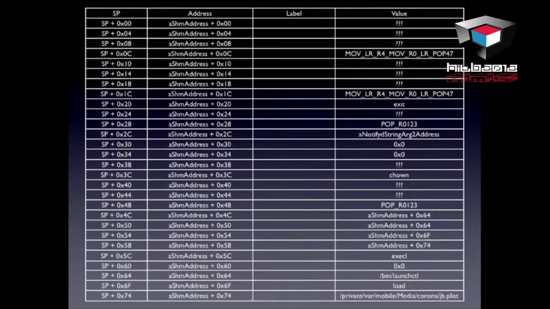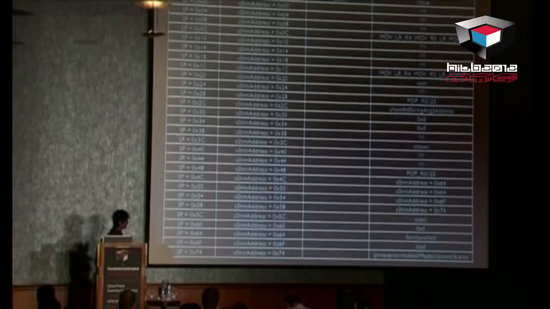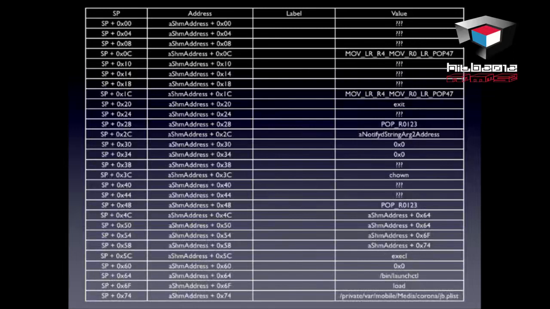And we can set up notifyd to do whatever we want. And in this case, it is to do 2 syscalls really. The first is chown, to change the ownership of this file, jb.plist, to root, because launchctl will refuse to load that plist unless it's root. And then afterwards, what we do is execl that plist.